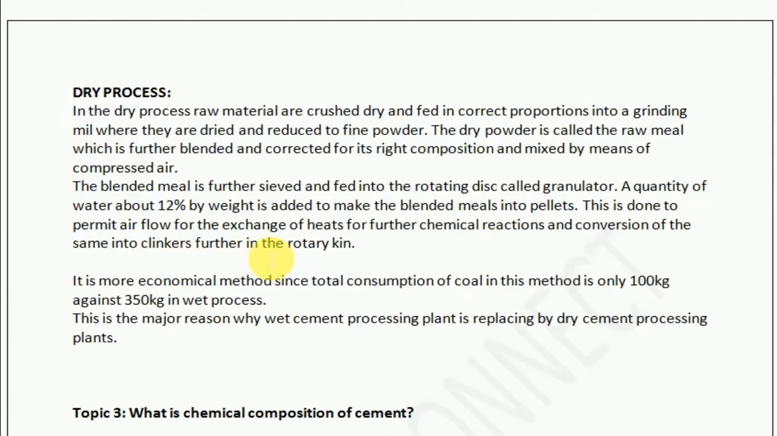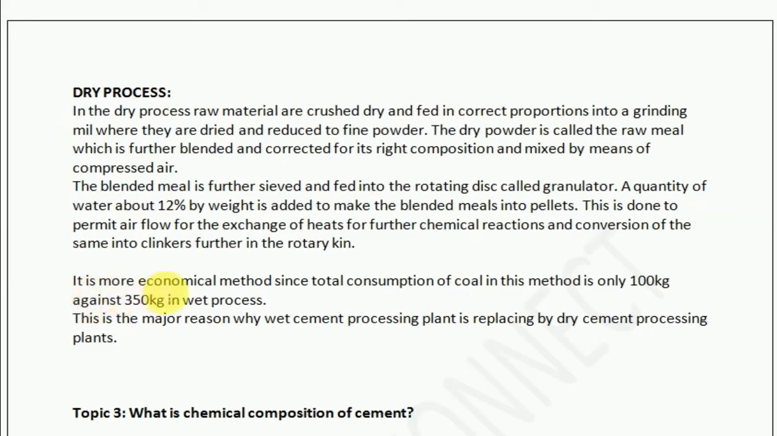Once the raw meal is fed into the rotary kiln, due to the very high temperature, which is 1500 degrees Celsius, the chemical reaction takes place and the raw material converts into clinkers. Similar to the wet process, this clinker is further ground into fine particles and then packed into bags.